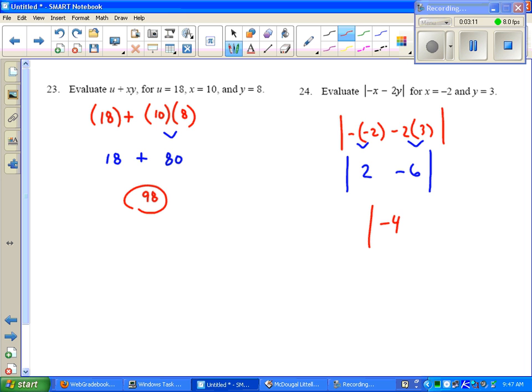Again, we still have the absolute value symbols. All the absolute value means is how far away from 0 is negative 4. And remember, distance can never be a negative number, so 4 is your simplified answer for number 24.